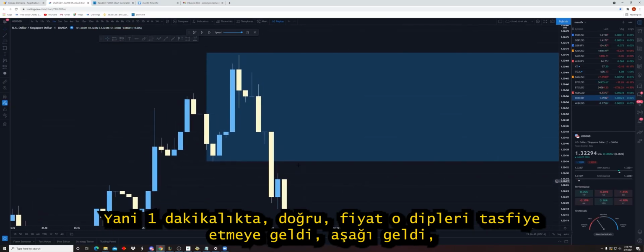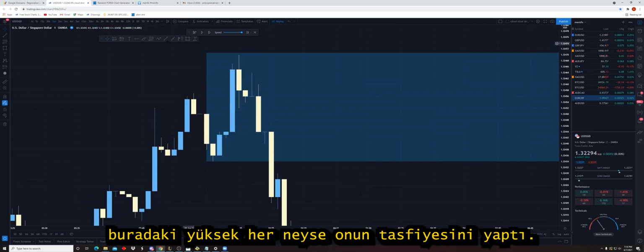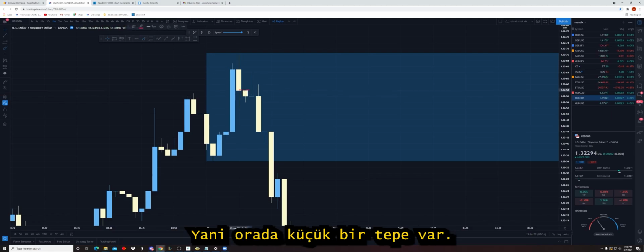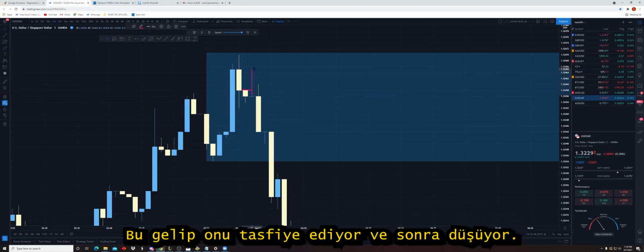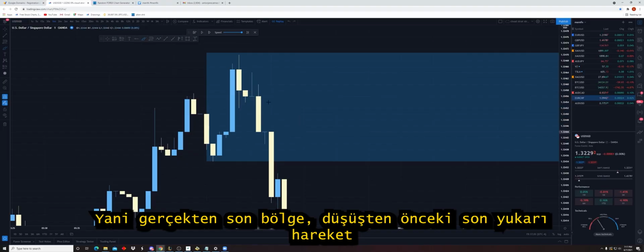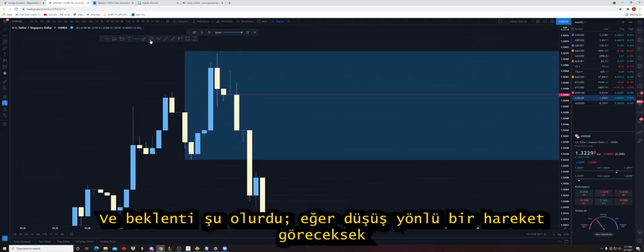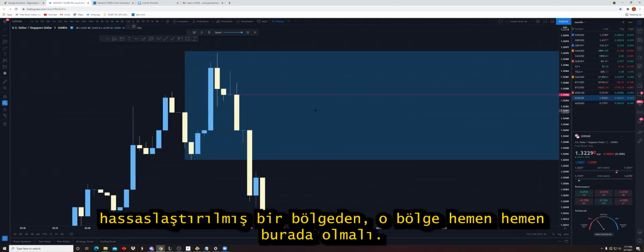Now again, as we get lower, notice what price did, and let's ask ourselves how we could refine it. So on a 1-minute, price came to liquidate those lows, came down, made a liquidation of whatever high was here, because this is some kind of swing inside of there. So if there's a little high there, this comes to liquidate that and then drops off. So really the last zone, the last up move before the down move, can be refined to this move right there. And the anticipation would be that if we are to see bearishness off of a refined zone, that zone should be right about here.